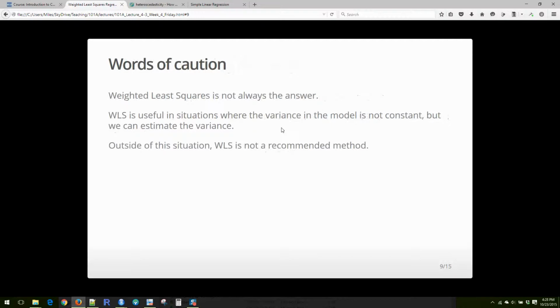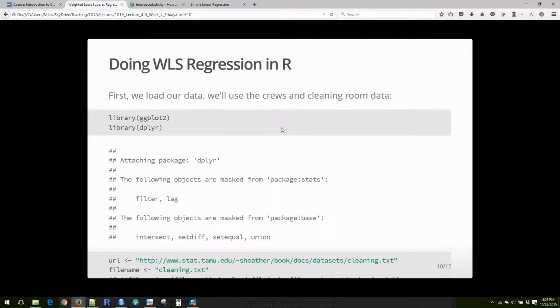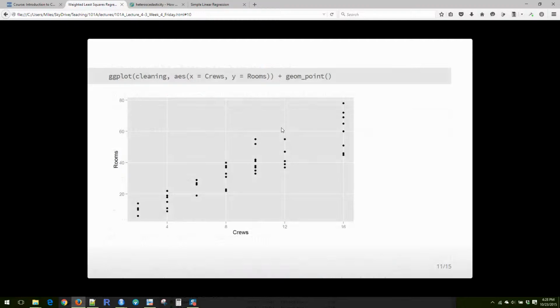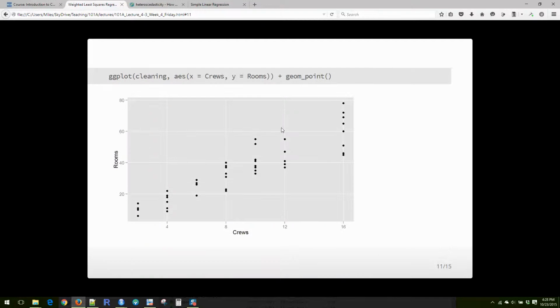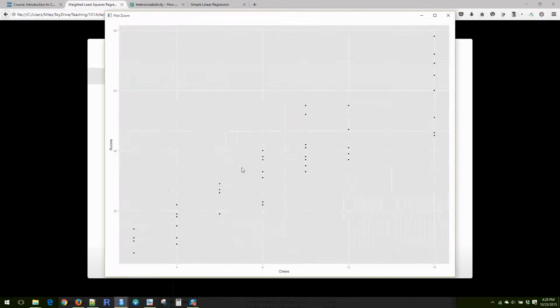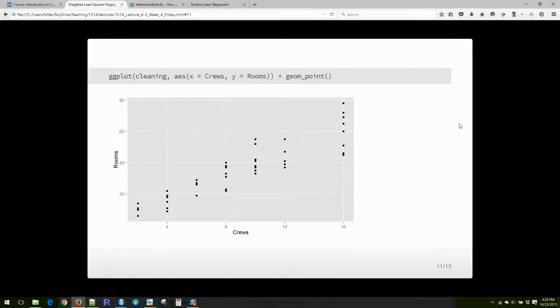So, okay, let's try this. We're going to load our data into R. And this is what the rooms and the cleaning crew's data looks like. Actually, this is probably a better plot right here. Down here we have less variance. Over here we've got more variance, right? So how are we going to calculate this?